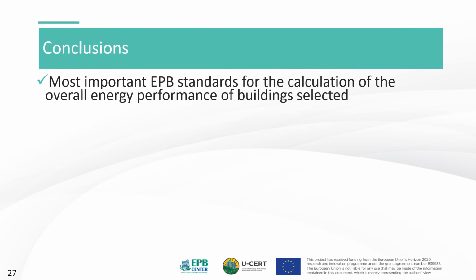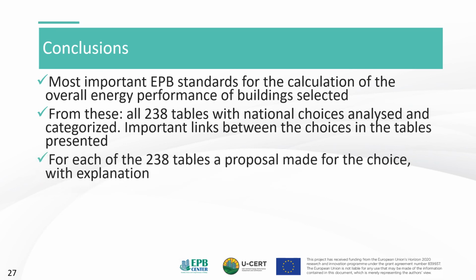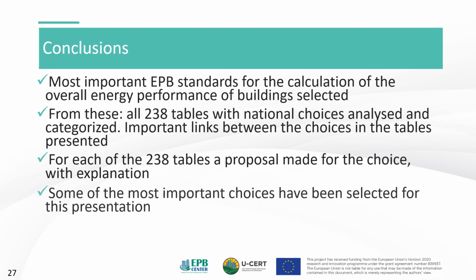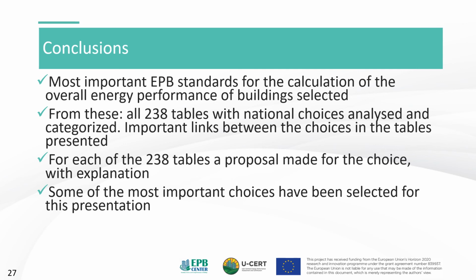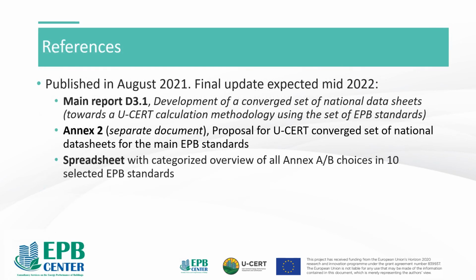Which brings me to the conclusions. So the most important EPB standards for the calculation of the overall energy performance of building have been selected. From these, all 238 tables with national choices have been analyzed and categorized, and important links between the choices in the tables have been presented. For each of these tables, a proposal has been made for the choice with an explanation. Some of the most important choices have been selected for this presentation, and the result is a U-CERT converged overall EPB calculation methodology based on the set of EPB standards.